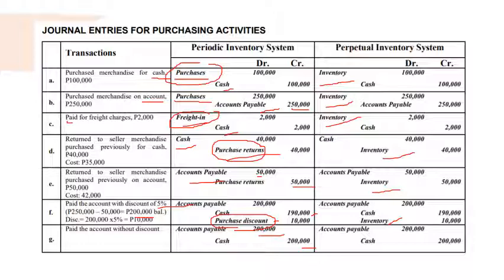The rest are the same. If we pay for cash, then credit cash. If it is on account, we credit accounts payable. If we return, we receive cash as a refund, so we debit cash. If we want to reduce our liabilities, we just debit accounts payable, and so on. So the only major difference is that all these encircled accounts are converted into inventory.